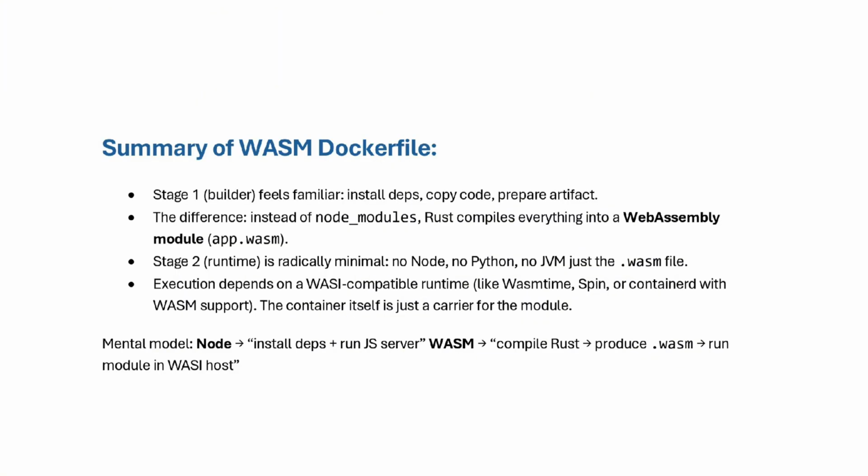Now, a summary of the WASM Dockerfile. Stage 1 builder. This installs dependencies, copies the code, and prepares the artifact. The difference is that instead of node_modules as in Node, Rust compiles everything into a WebAssembly module, app.wasm. Stage 2 runtime. No Node, no Python, no JVM, just the .wasm file. Execution depends on a WASM compatible runtime, that is Wasmtime, Spin, or containerd with WASM support.